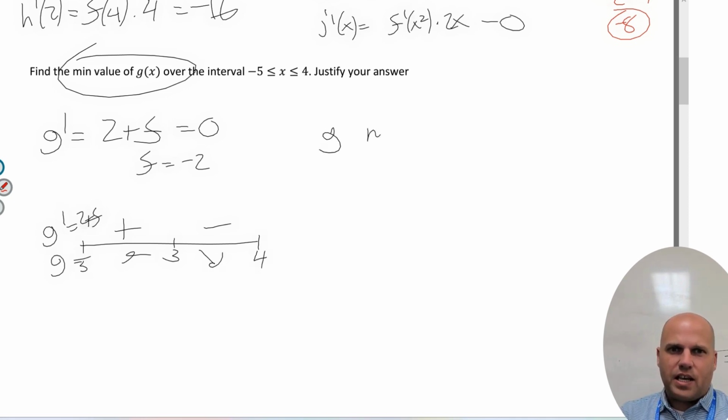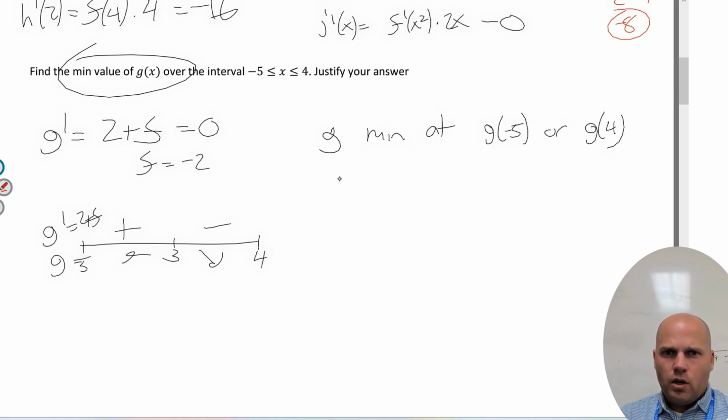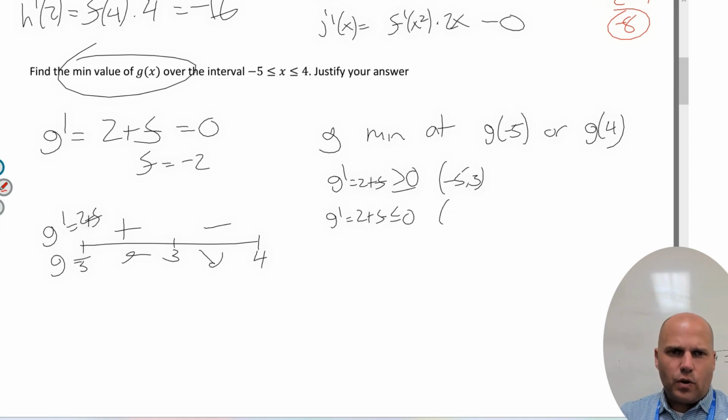So G has a min at G of -5 or G of 4, because G prime, which equals 2 plus F, is positive. It's always safe to do greater than or equal to 0 from -5 to 3. And then G prime, 2 plus F, is negative from 3 to 4. Cool. Now I just got to find G of -5.